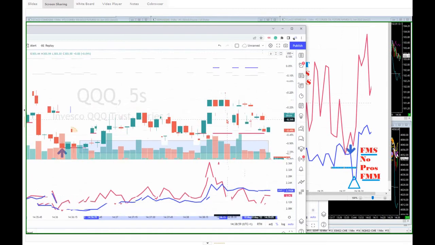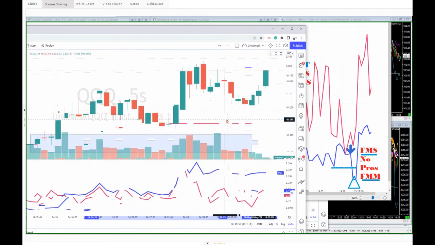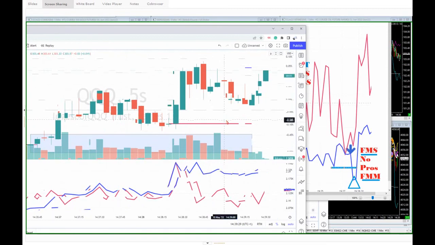Make sense? Well, I think it makes perfect sense. And it's a nice buy trade, by the way. It's actually done pretty good money there.